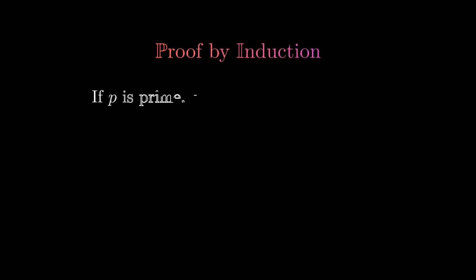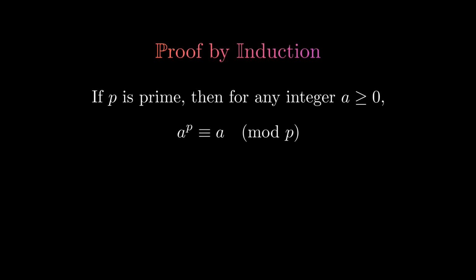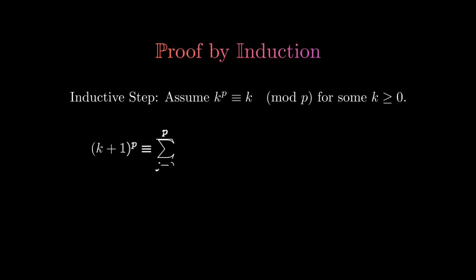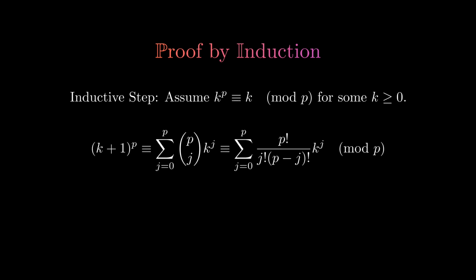We can use induction to prove the theorem for all non-negative integers a. The base case where a is equal to 0 is trivial, since 0^p is equal to 0. For the inductive step, we assume that k^p ≡ k (mod p) for some non-negative integer k. Then we use the binomial theorem to expand (k+1)^p.